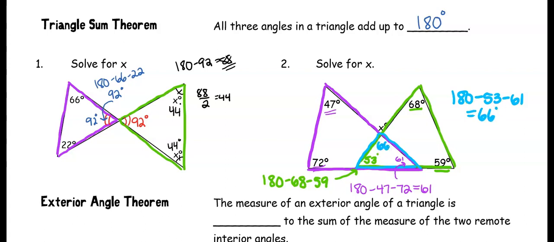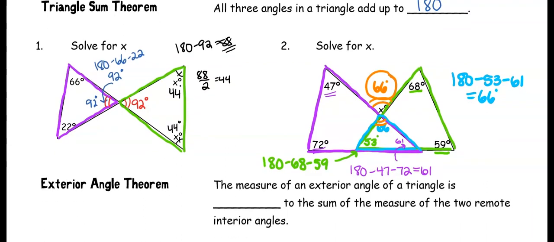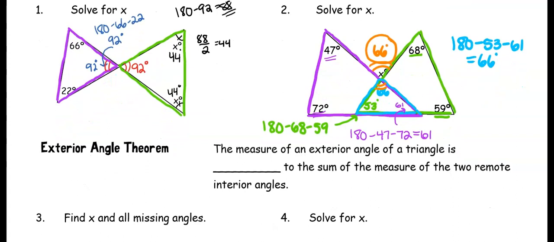All right, so we're almost there. We want to find the measure of angle x. We are going back to that idea that we talked about in number 1, that these are vertical angles, and vertical angles are congruent. And that's going to leave us with our final answer that x is going to be 66 degrees. The next angle relationship that we're going to talk about is the Exterior Angle Theorem.